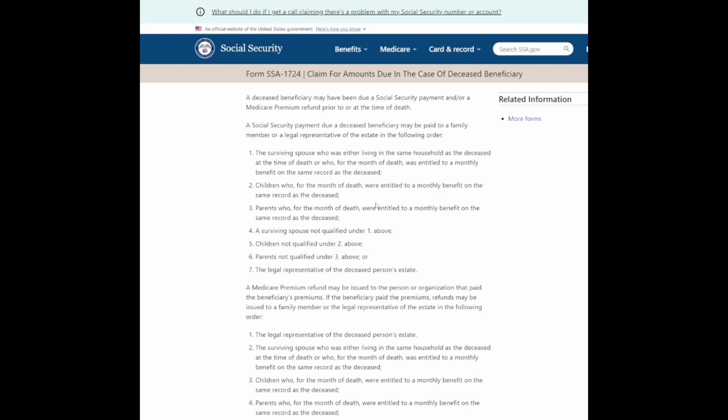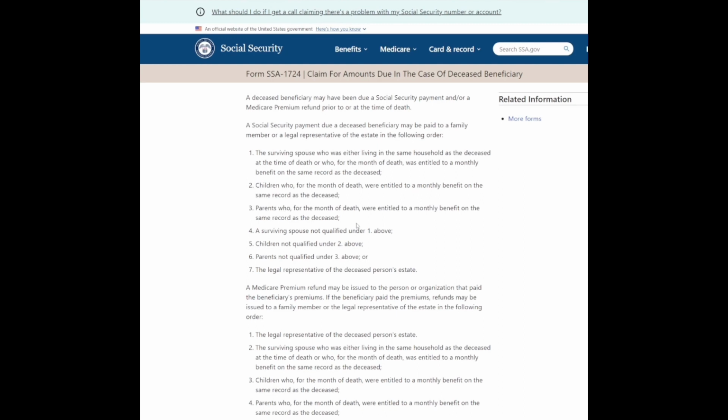Children who, for the month of death, were entitled to a benefit on the same record as the deceased. Let's say this would be in the case of a child that's under the age of 18, and maybe mom or dad was on disability benefits, right? Realistically, they would be a younger person. Mom or dad passes away, and now there's no surviving spouse. Maybe they were divorced or something like that. Now the child is going to be the priority person to pay in that case. The minor child would take precedence on this list of who should be paid first.